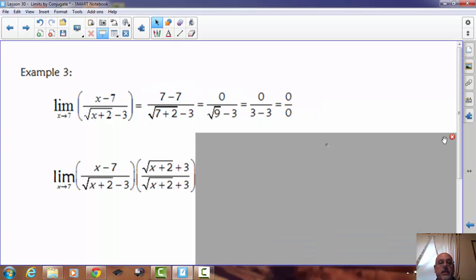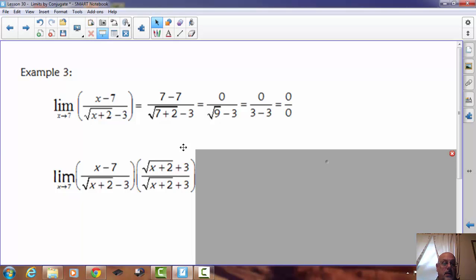So take a look at this next problem. This one is x minus 7 over the square root of x plus 2 minus 3, and we're looking for the limit as x approaches 7. So when we do a direct substitution, what a surprise, we have an indeterminate form, as if we couldn't have predicted that already, right? So we have to multiply by the conjugate. So the conjugate in this case is square root of x plus 2 plus 3 over itself.